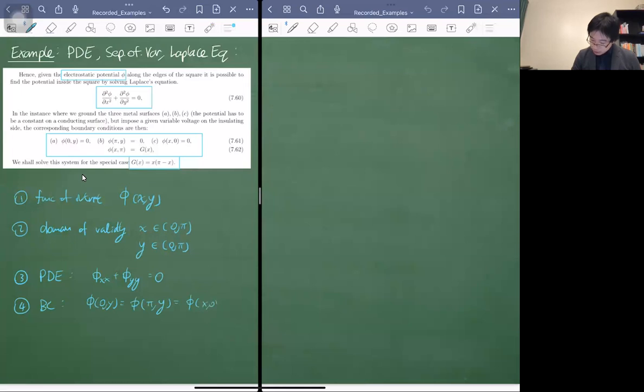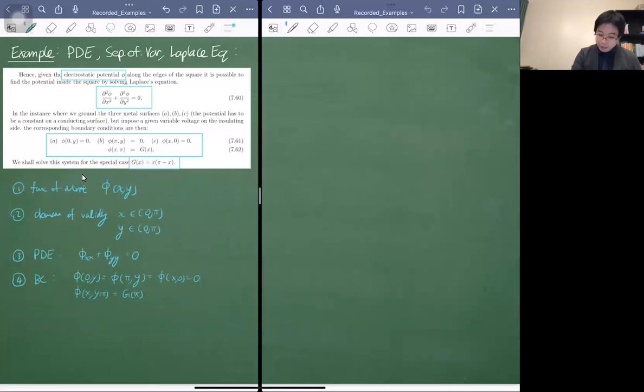So x is 0, all of them equal to 0, and the fourth boundary condition is when y equals pi, then phi should equal g of x. Right, so this is just reminding of the ingredients of a PDE, but what you may directly do when you approach these problems, let's say in an exam, is have a quick sketch of the diagram, from 0 to pi and from 0 to pi, not particularly to scale, but that's fine.